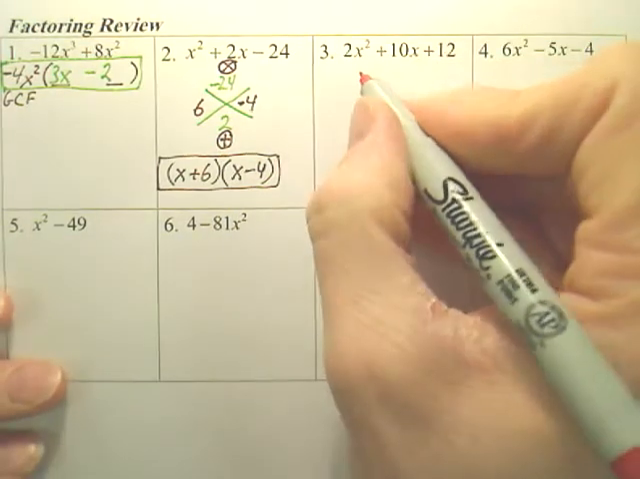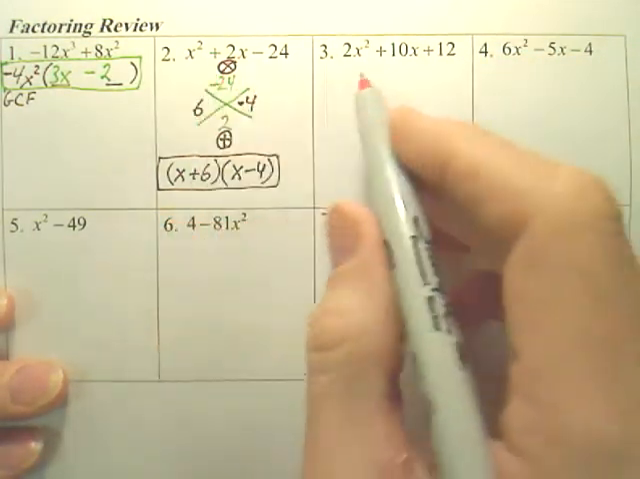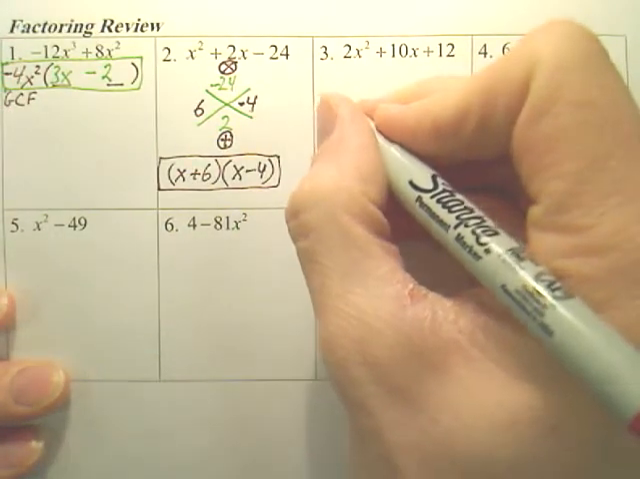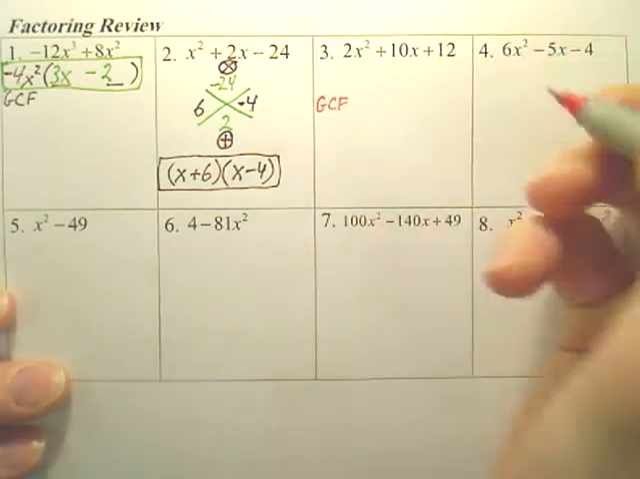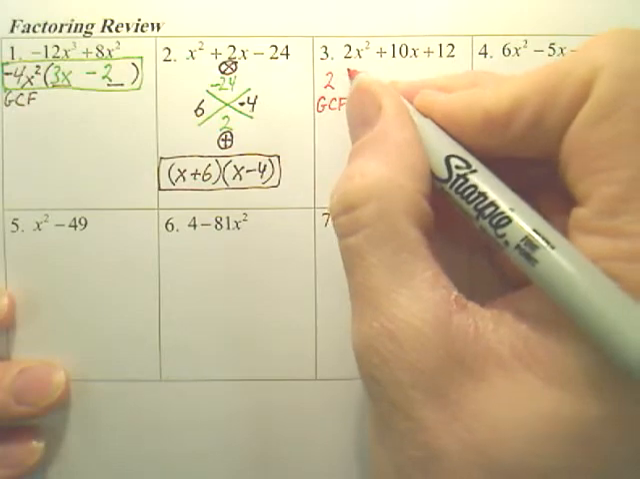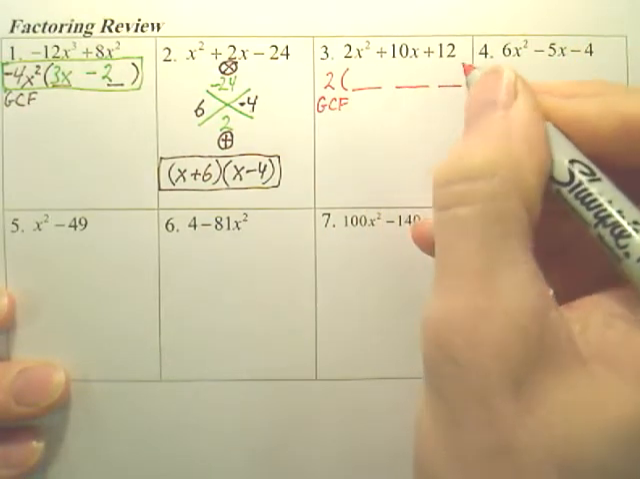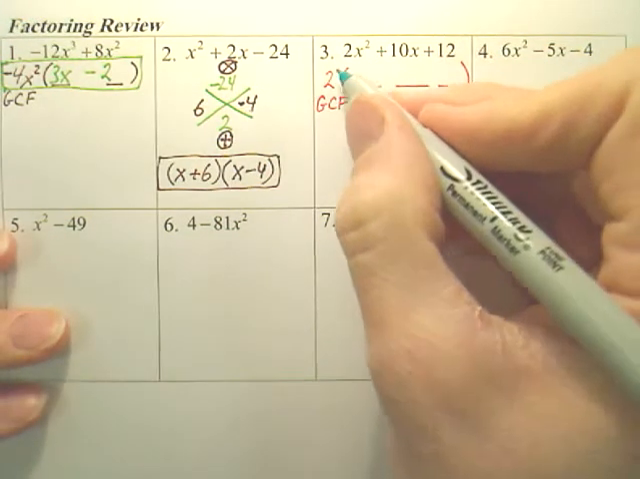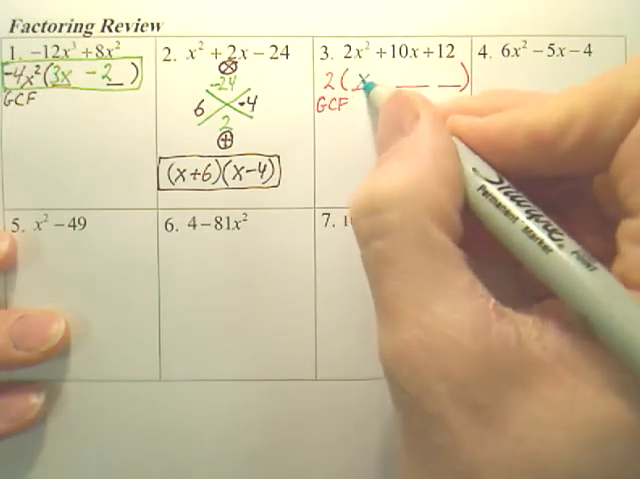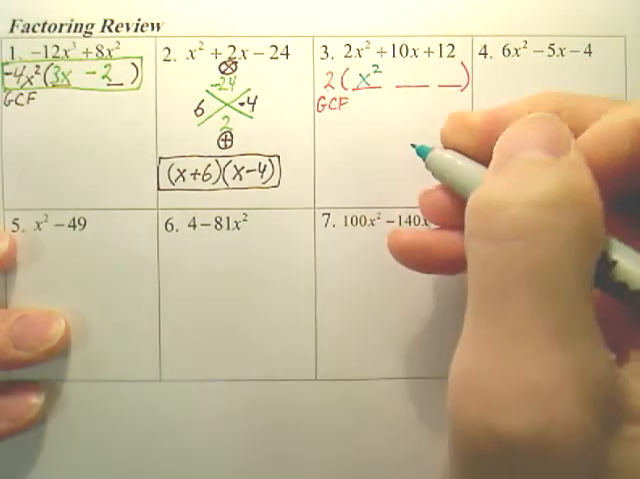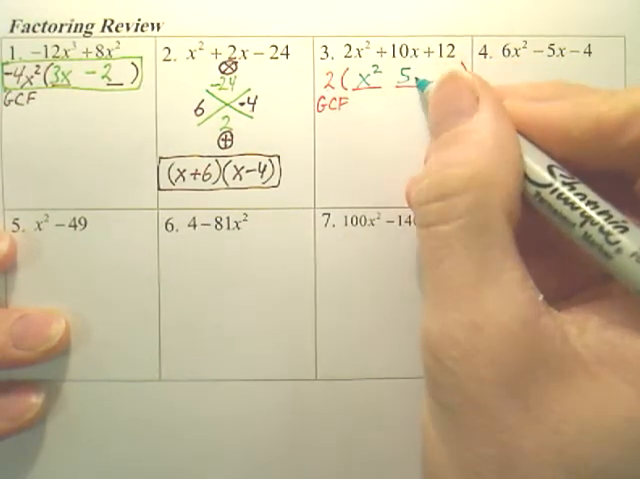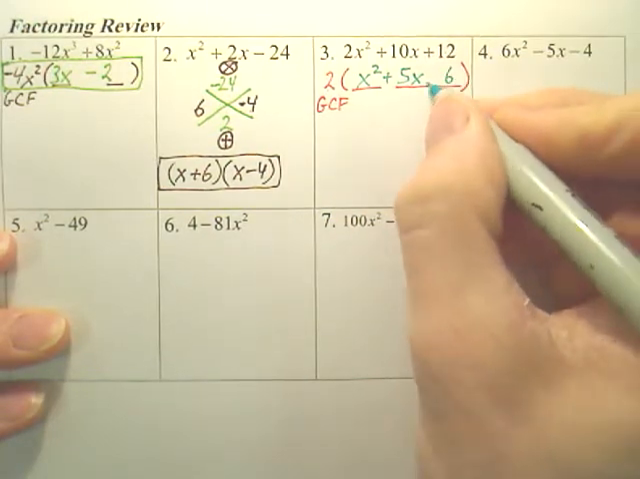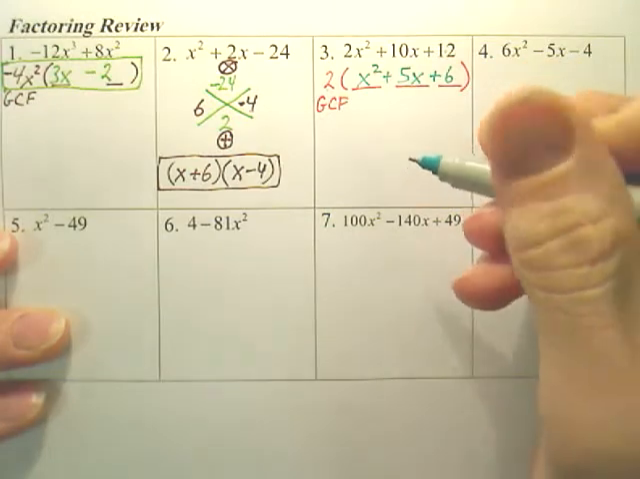Now, number 3. It looks a lot like this one, but look here. See the GCF here? Is there a greatest common factor? Yeah, there actually is. My GCF for this particular problem looks like it is 2. I could pull the 2 out. When I pull the 2 out, 2 times what gives you this, looks like x squared. 2 times what gives you this, looks like 5x. That's a plus. 2 times what gives you 12, it looks like 6. That'd be positive. Okay, so I pull the 2 out.